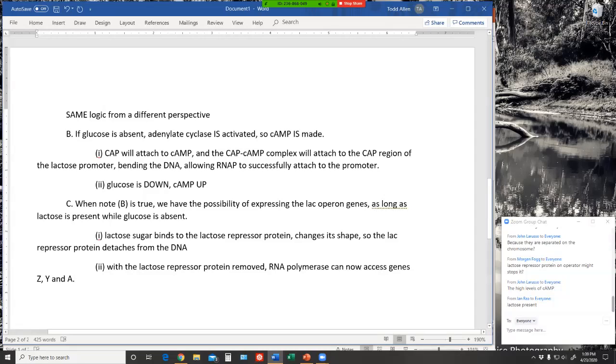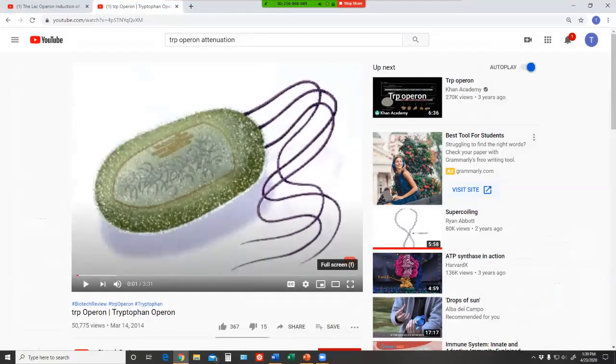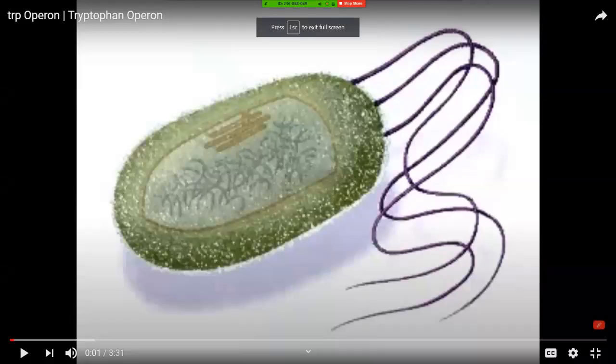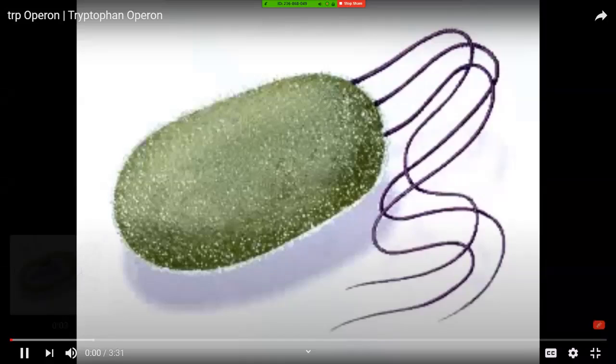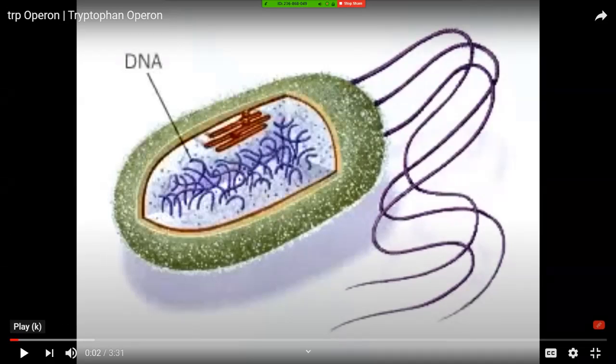Okay, so let me pause and go to the video to try to consolidate all of our knowledge at this time, all the things we've been talking about. Let's see this video to make sense of everything happening right now. Here we go. Sorry, this isn't a high definition version, but they don't have a high def version, but I think it'll still work for us. So here we go. The tryptophan operon, trp operon. Wrong video. Let's do this one. The lac operon. Here we go.